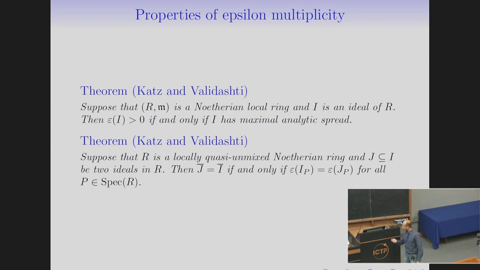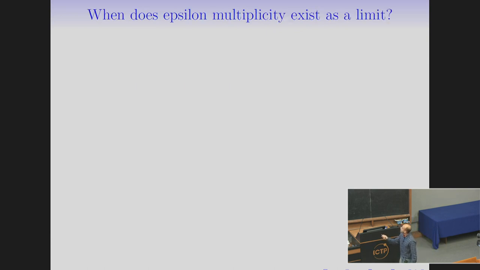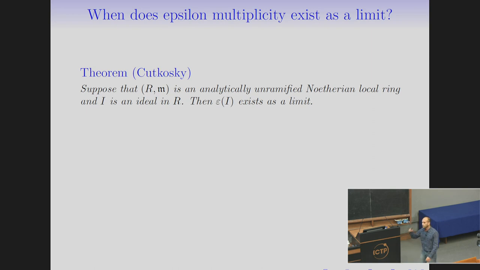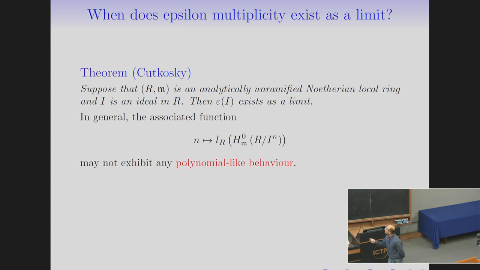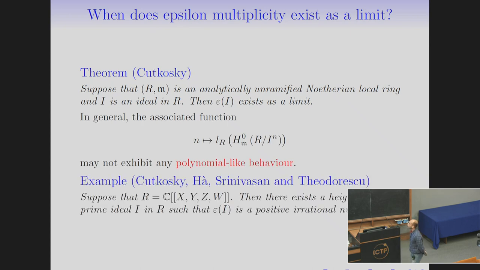Now, if you recall the definition of epsilon multiplicity, it's defined in terms of limsup, because in general we do not know if it exists as a limit or not. So the natural question to ask is, when does it exist as a limit? There is a theorem by Cutkosky, which says that if you take R to be an analytically unramified ring, meaning the completion has no nilpotents, it's reduced, then the epsilon multiplicity of I exists as a limit.